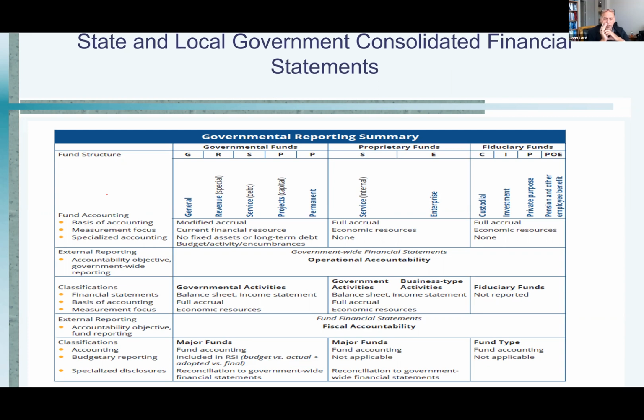operational accountability focus, which is, what am I saying here? All the funds follow that except who? Except the governmental funds, which follow modified accrual, current financial resource measurement focus, fiscal accountability. So when you look at this slide here, this slide basically has everything.